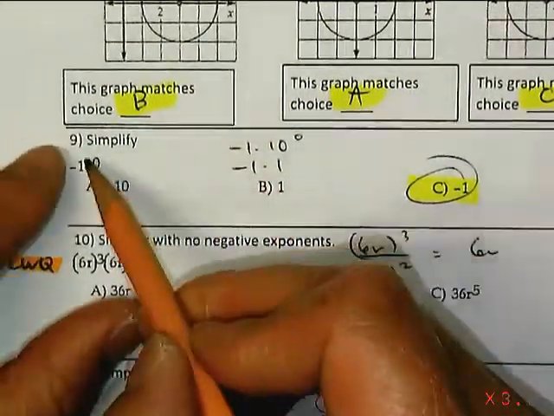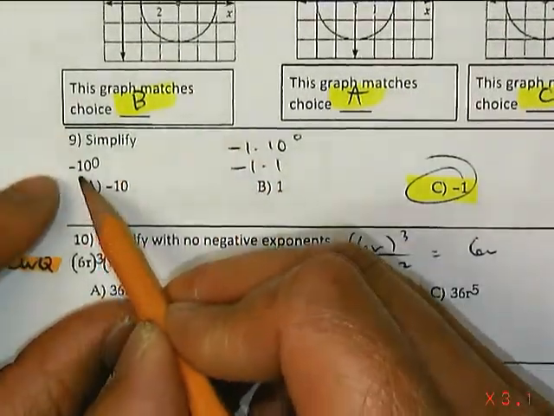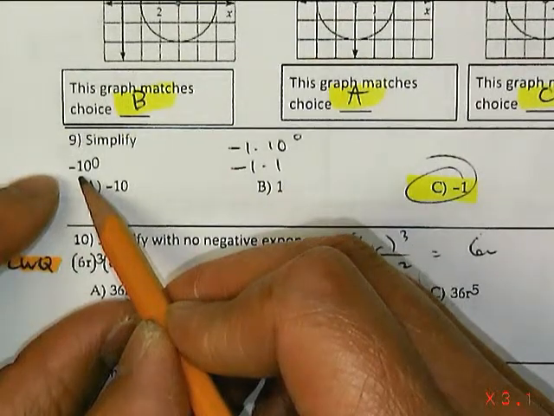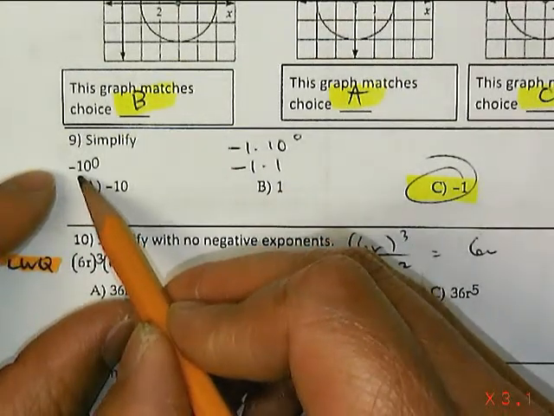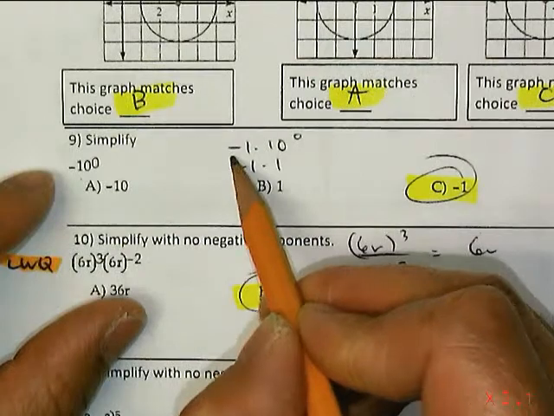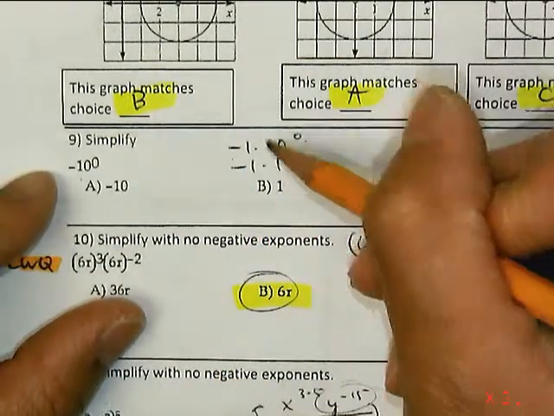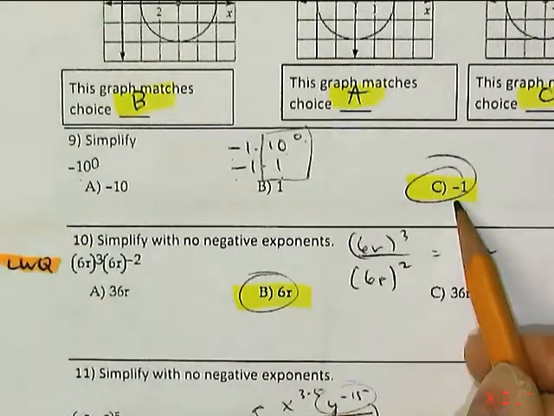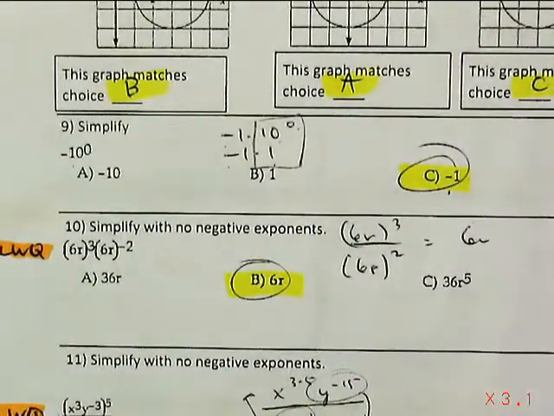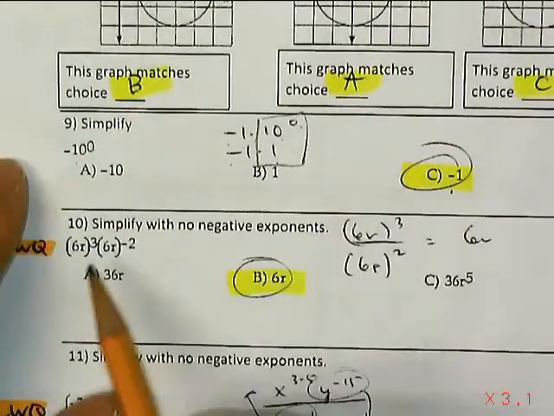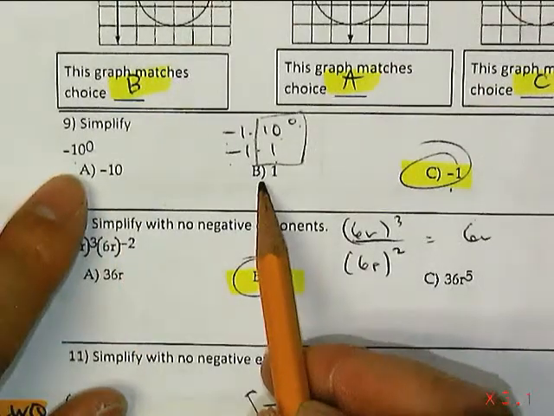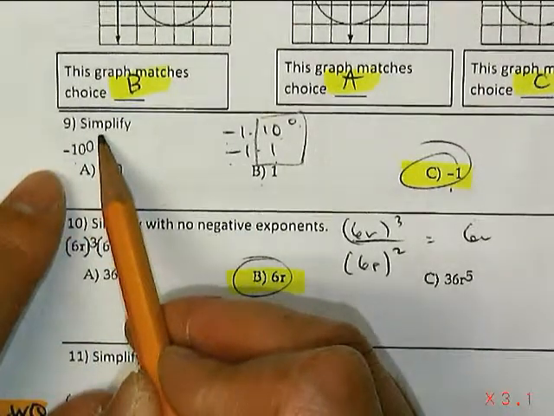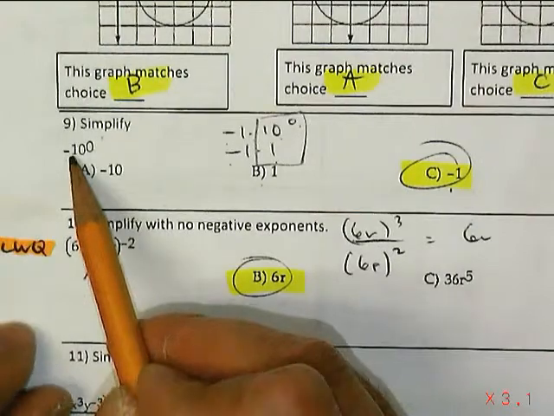Question number 9, this says negative 10 to the 0 power. Negative 10 to the 0 power is negative 1 times 10 to the 0 power. 10 to the 0 power is 1, so negative 1 times 1 is negative 1. The common mistake is to think that the answer is just a positive 1, because you just think it's 10 to the 0 power, but you have factors of negative 1 times 10.